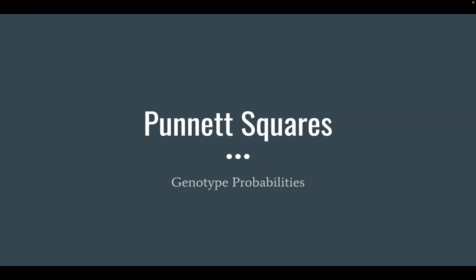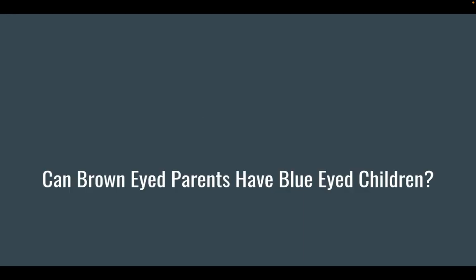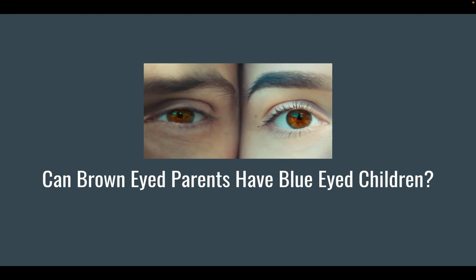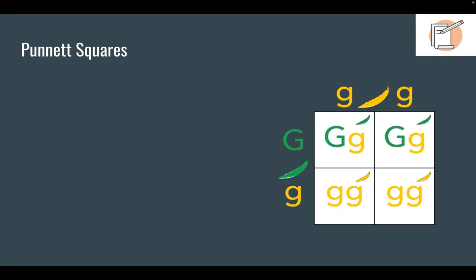This video is on Punnett Squares. So here's an interesting question. Can brown-eyed parents have blue-eyed children? To figure out the answer to that question, we're going to have to learn about Punnett Squares. On the screen, you can see an example of a Punnett Square.